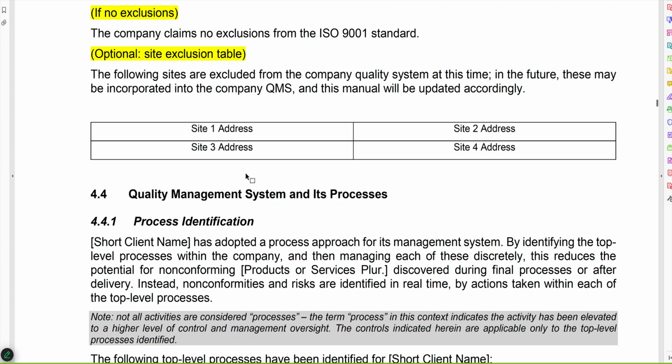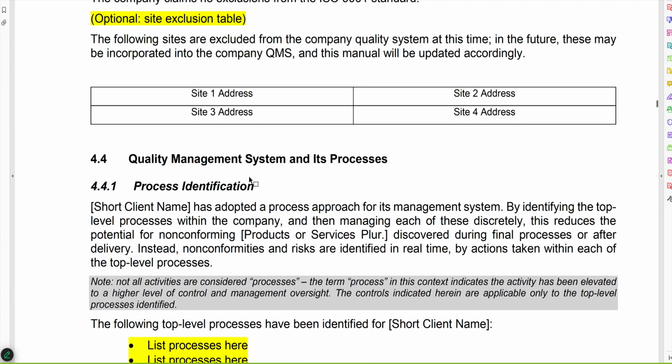Okay. Then, if there are any exclusions related to any site, site 1, 2, 3, and 4, then we write it. For example, if in site 1 we do manufacturing, but in site number 4 we just do the administration, obviously we may not have the requirements for manufacturing or operational activities in site 4, because it's just about paperwork and administration. This is why we write down in this section whether all of the clauses of the ISO apply to all of the sites or not. It's just another level of precision.